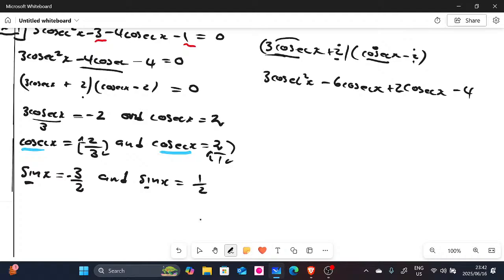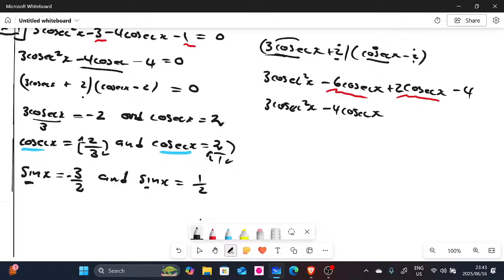Okay, so we know that this 3 cosec squared x is gonna remain like that. But look at this, we have negative cosec and that positive cosec. These are like terms, guys, right? When they subtract, what is it that they're gonna give you? They're gonna give you negative 4 cosec x, right? Because they will subtract each other, and then minus 4 there.